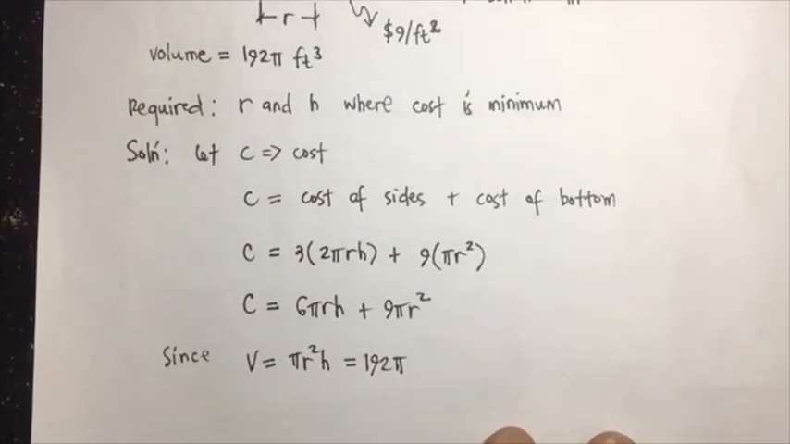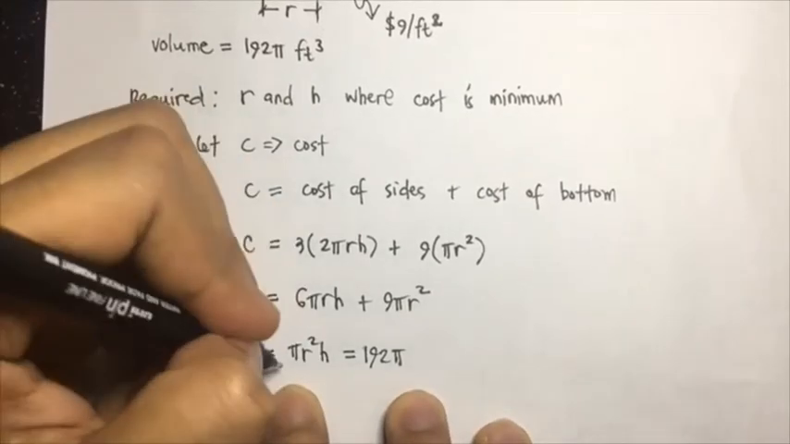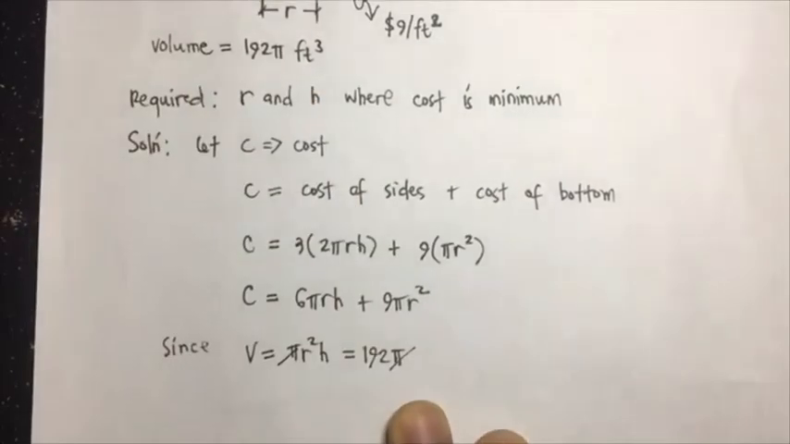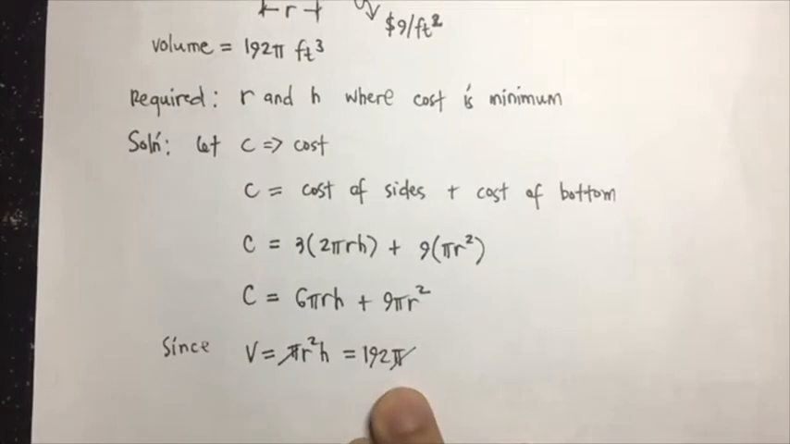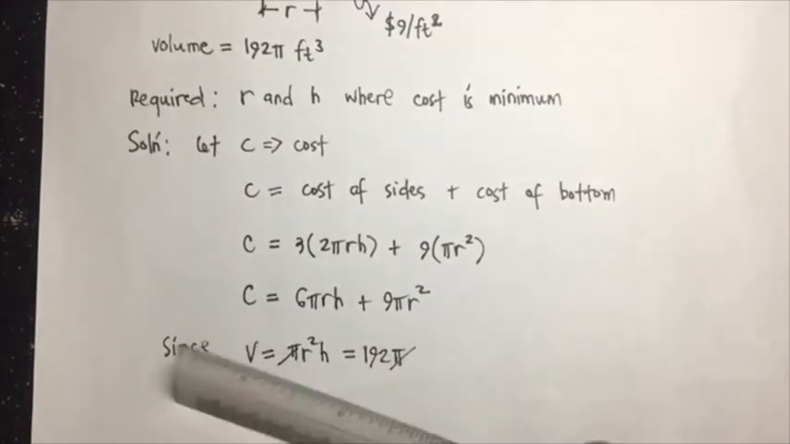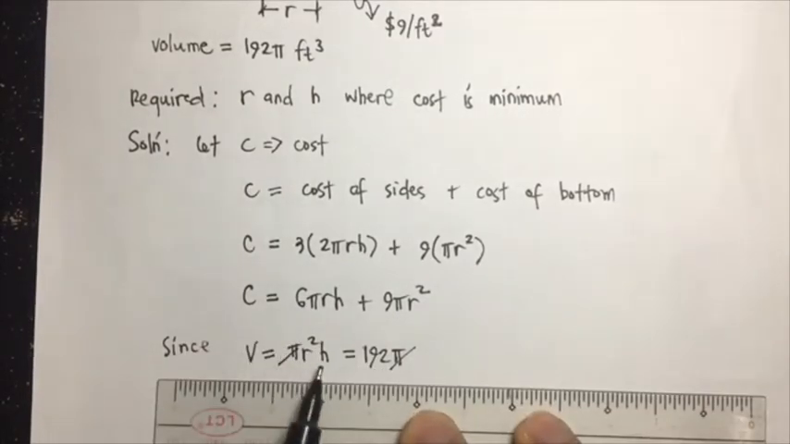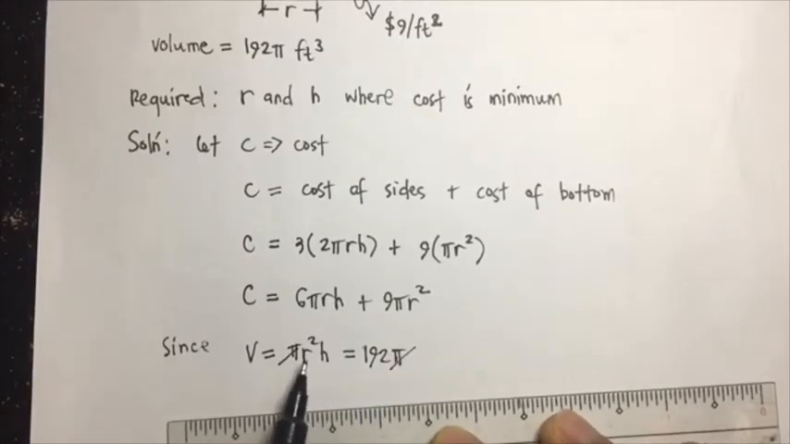Okay, so for the left and the right side, we have a common coefficient of pi, so we can cancel that out. And then for this, I think it will be easier if we express h in terms of r, and then use that h to replace the h in our cost function.